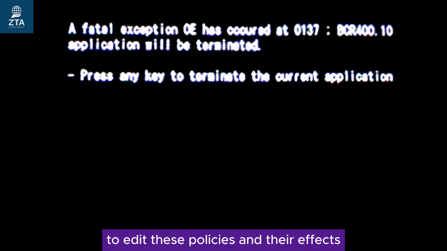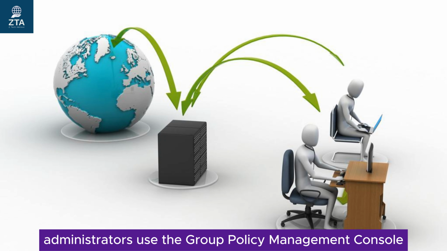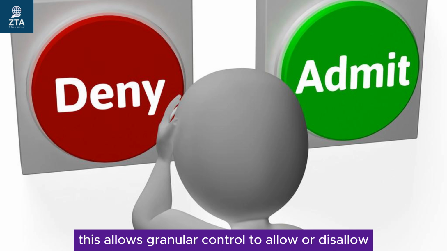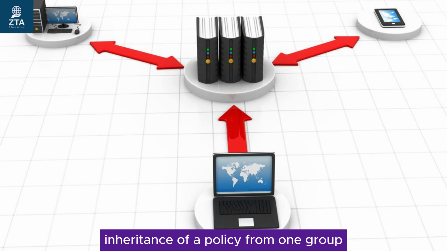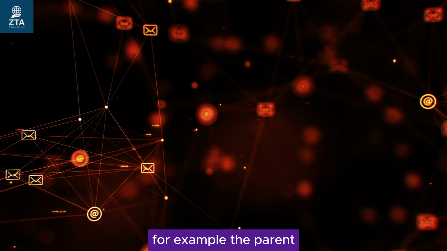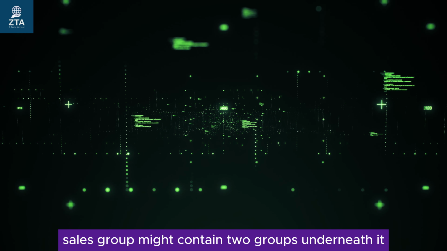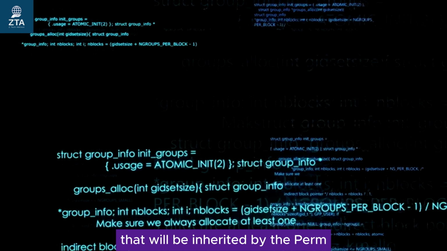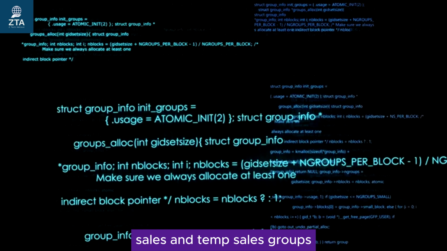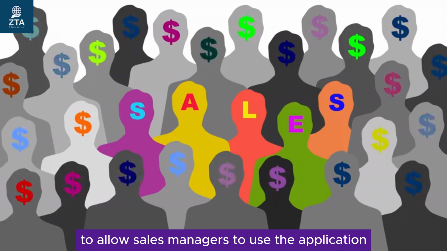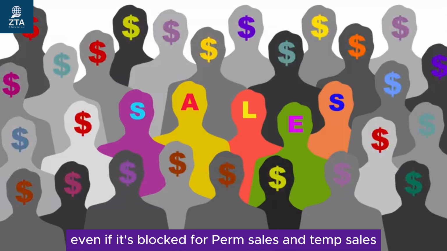To edit these policies and their effects, administrators use the Group Policy Management Console, GPMC, within Windows. This allows granular control to allow or disallow inheritance of a policy from one group or container into another. For example, the parent sales group might contain two groups underneath it, known as perm sales and temp sales. If I create a disabled application inside the sales group, that will be inherited by the perm sales and temp sales groups. However, I can break that inheritance to allow sales managers to use the application, even if it's blocked for perm sales and temp sales.